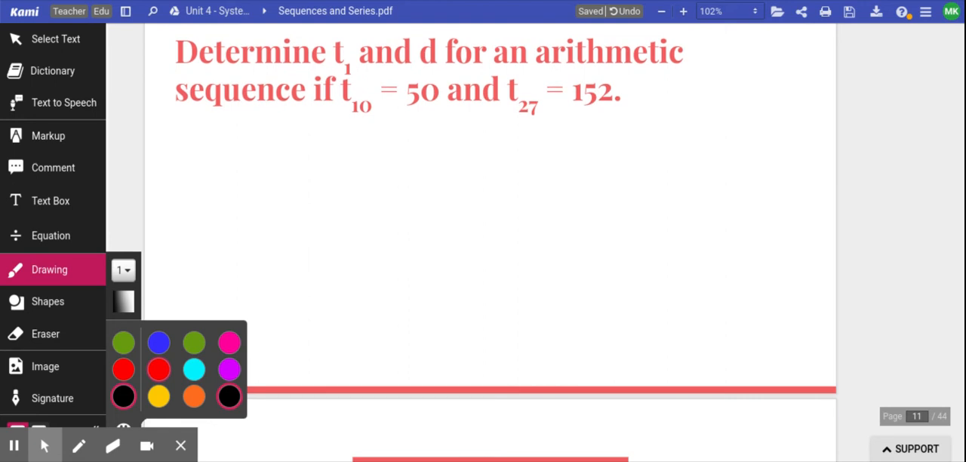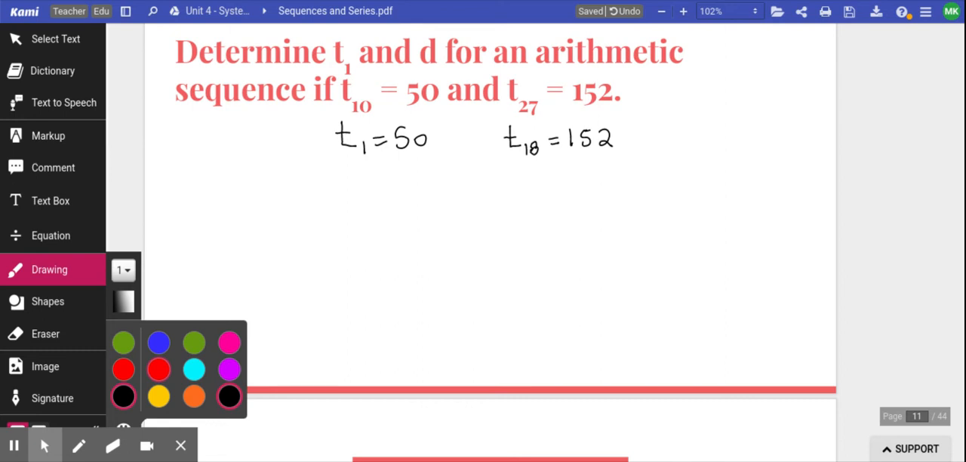So it says determine T of 1 and D for this arithmetic sequence. And they gave you T of 10 and T of 27. So you could do this trick again and say, we're going to pretend this is T of 1. That means this would be T of 18. And then I'm going to do the question as if those are the numbers, just so I can find the difference. And then I'm going to use that difference to find out the real T of 1. That's one way to do it.